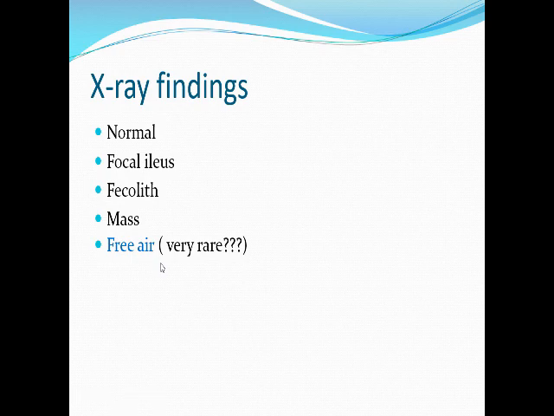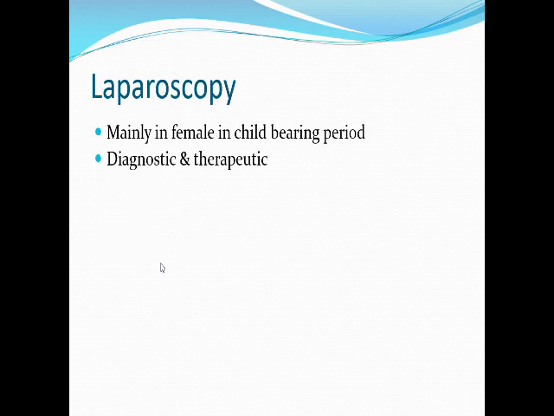Why is it low? Because in most cases the appendix lumen is obstructed and there is no connection between the appendix and the cecum. Laparoscopy, I told you, especially in the female in childbearing period, because of the wide range of differential diagnosis. Also, if it is a negative appendix and I explore and remove the appendix, I might cause adhesions that might affect the future fertility. It's not only diagnostic, it can also be therapeutic. I can remove the appendix, I can treat pelvic inflammatory disease, ovarian cyst, ectopic pregnancy. All of these differentials can be treated by laparoscopy.